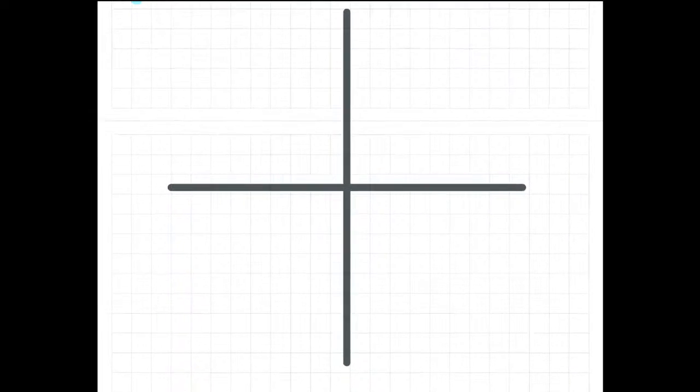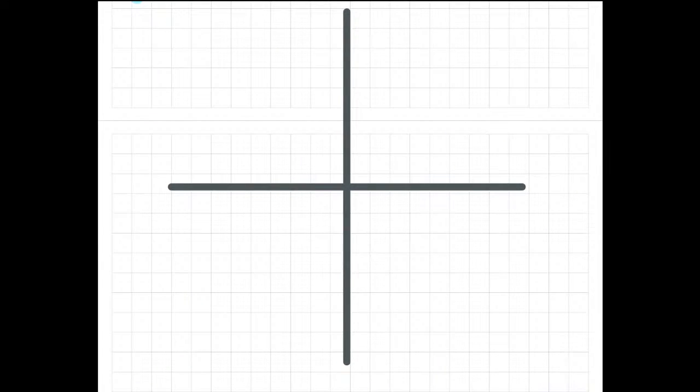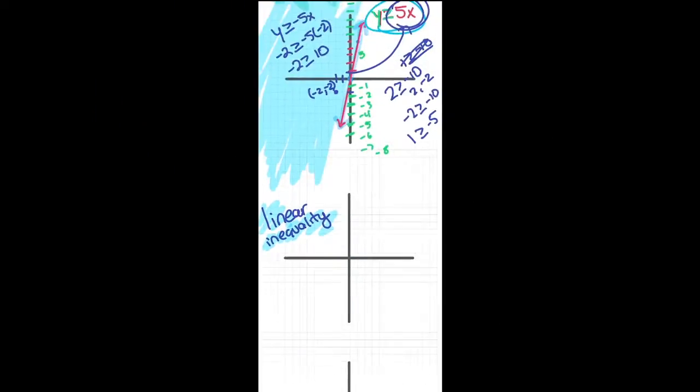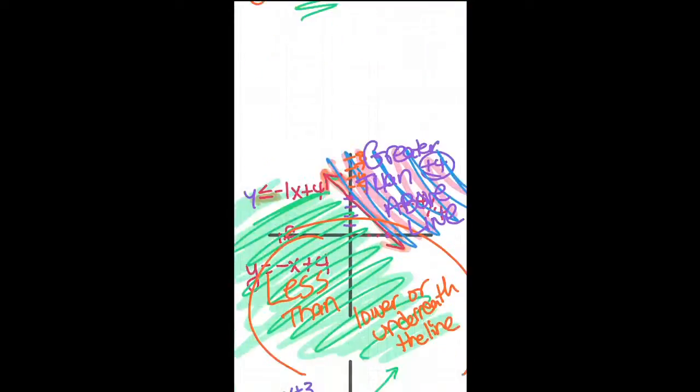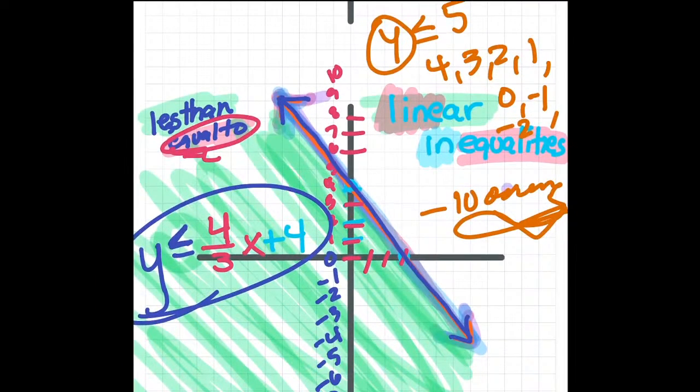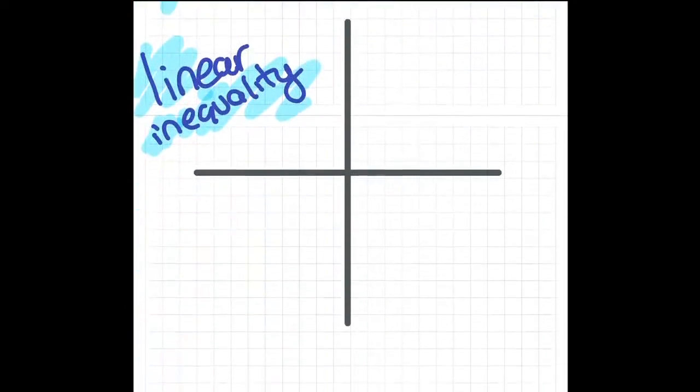Okay, for linear inequalities, we're dealing with graphs that have more than one line, okay? The word linear, as in line, and inequality, as in not equal. Because of that, you're going to have more than one answer, okay? You will always have more than one answer.